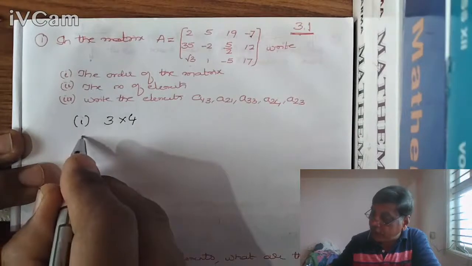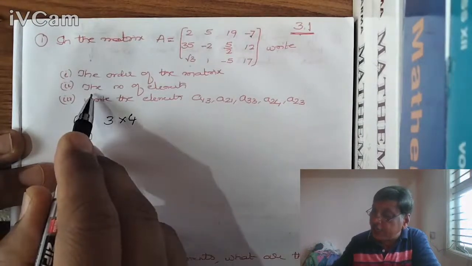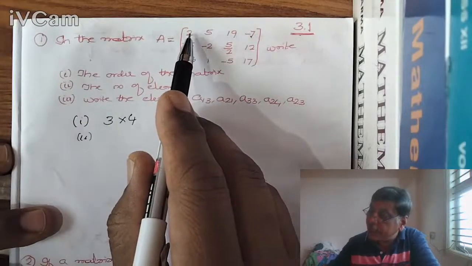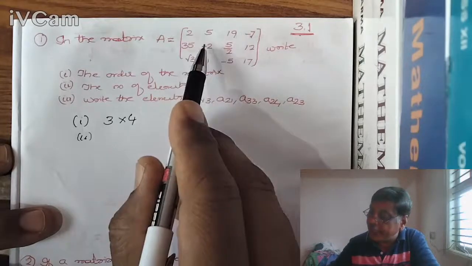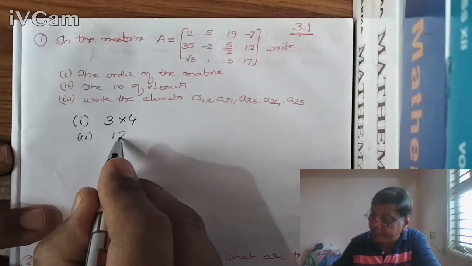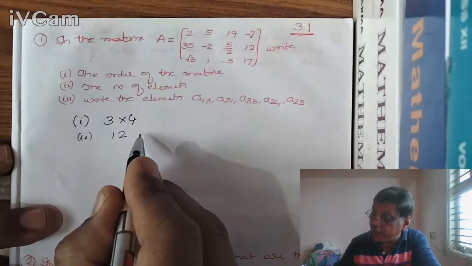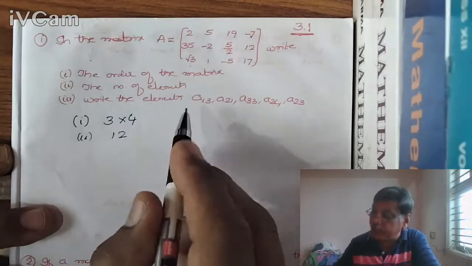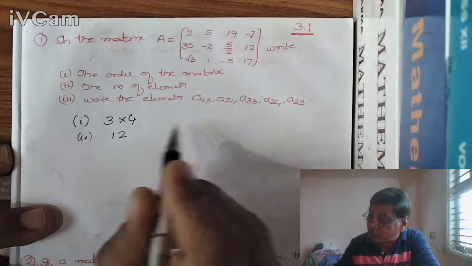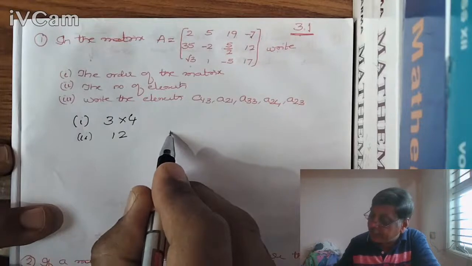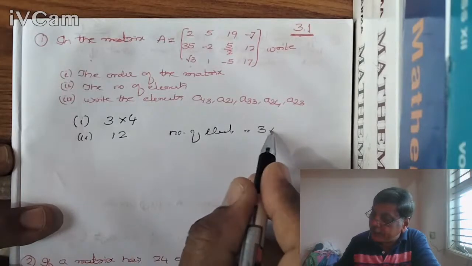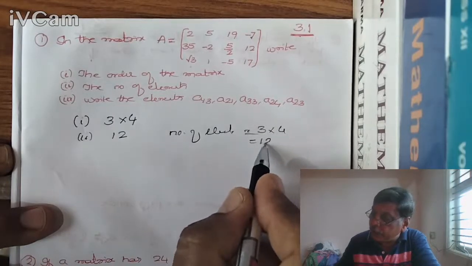Next, for the second question, the number of elements. We can count the number of elements: 1, 2, 3, 4, 5, 6, 7, 8, 9, 10, 11, 12. This is one method. After counting we get 12 elements. Or we observe that the number of elements is equal to number of rows into number of columns. So simply we say that number of elements is equal to 3 into 4, that is equal to 12.